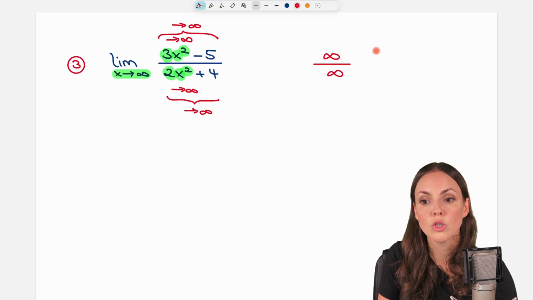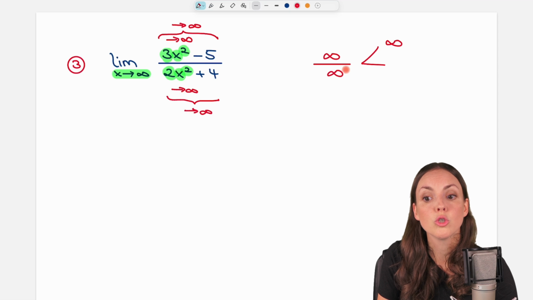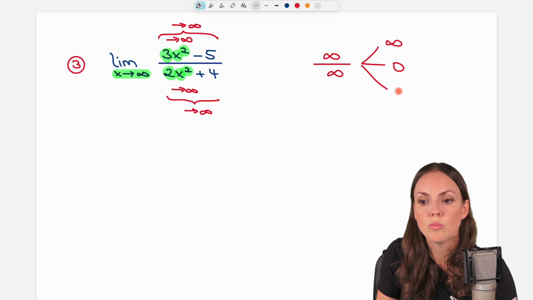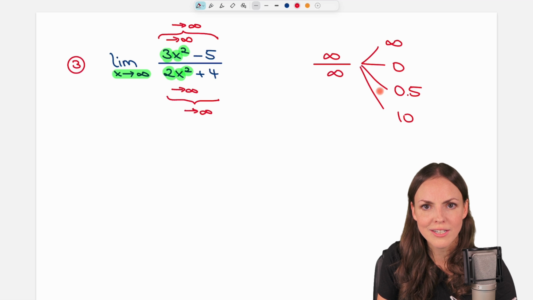This here could be that our limit is infinity. Our limit could be 0, for example. Our limit could be 0.5. It could be 10. Our limit could be any number. So every time you get to infinity over infinity, you don't know at all what happens.